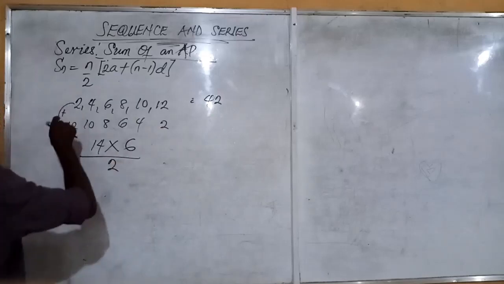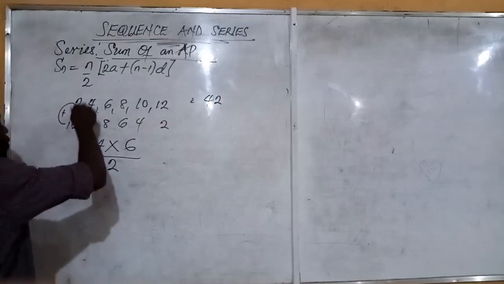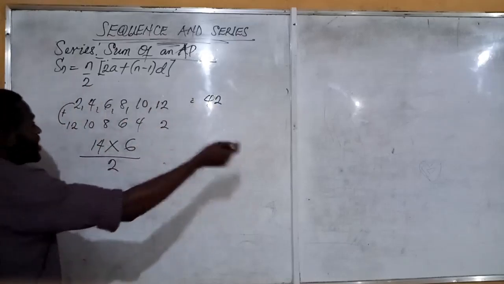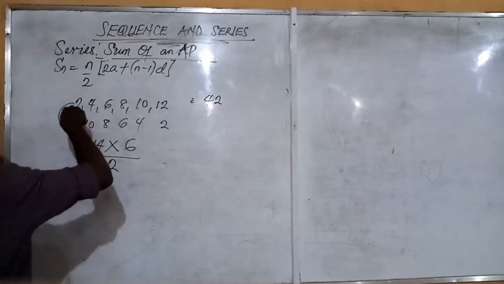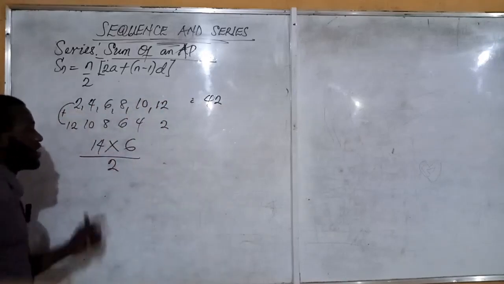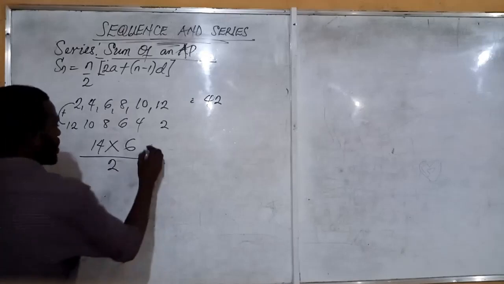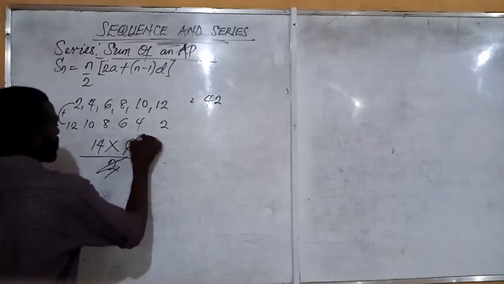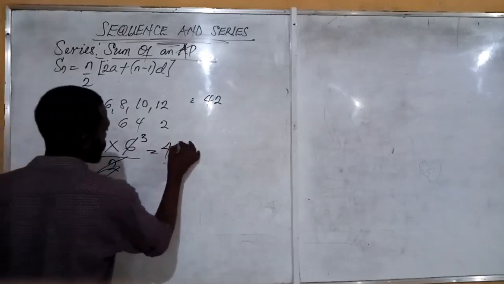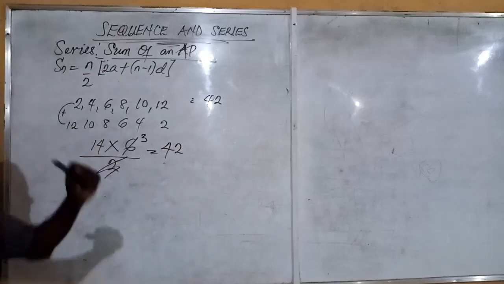All right, see what I did? I basically added this to this, either way you want to take it. This gives 14. Then times how many items do I have? I have 6 items divided by 2. That becomes 3. Now 3 times 14 gives us 42. So you see the trick works. All right, let me give you another one.